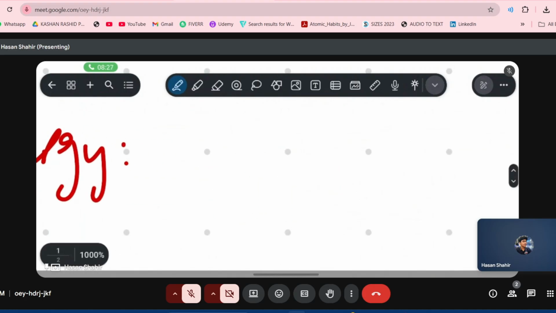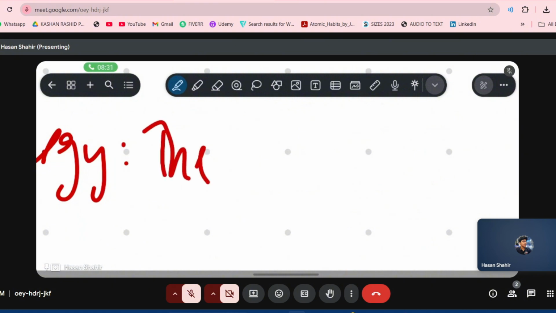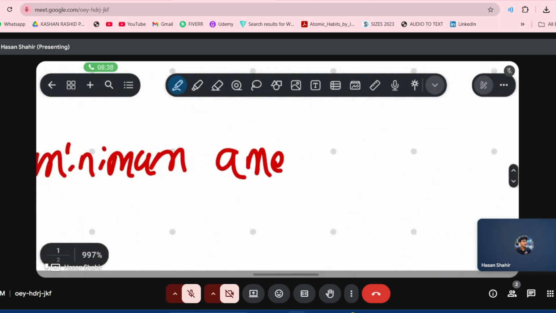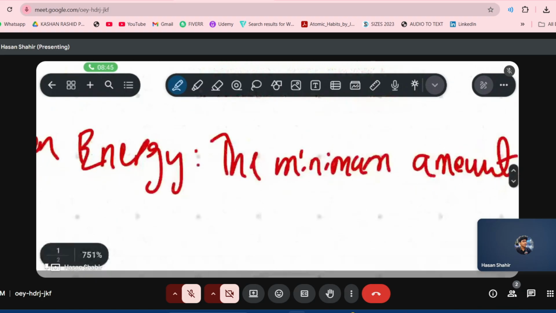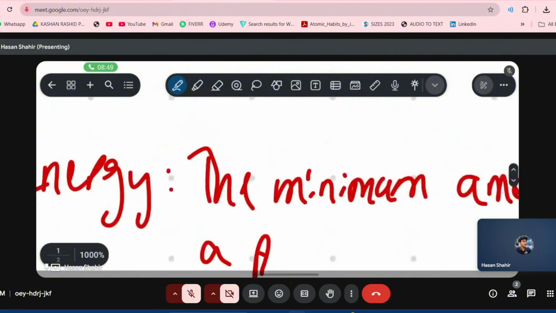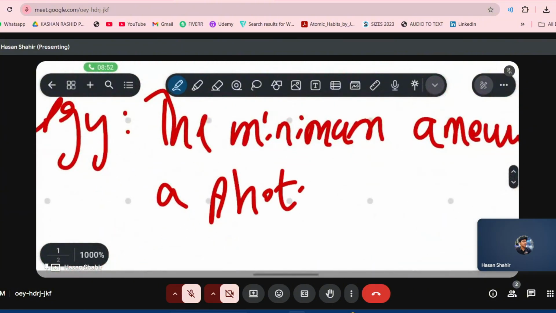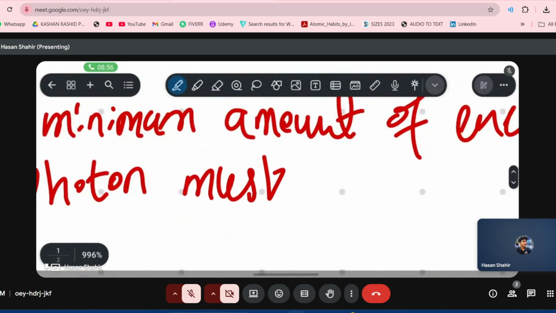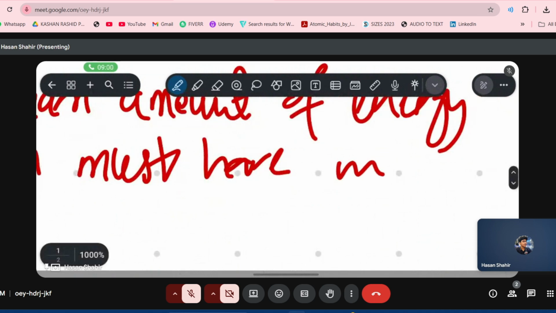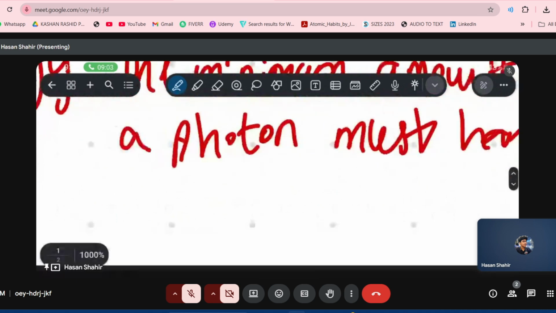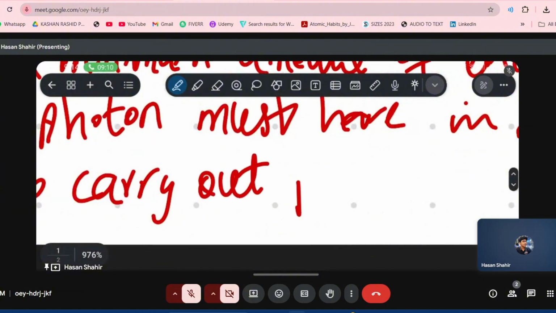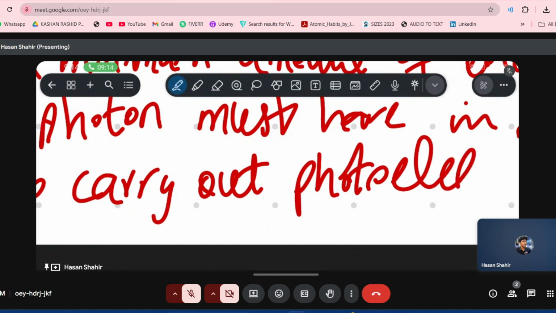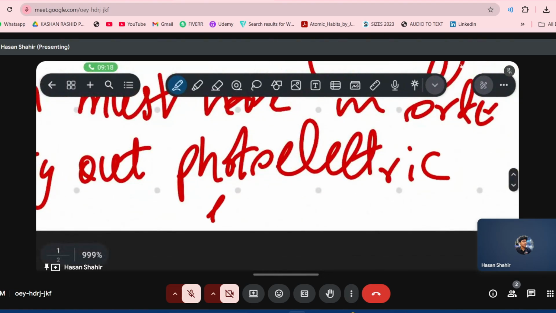And this energy is the minimum amount of energy a photon must have in order to carry out photoelectric emission.